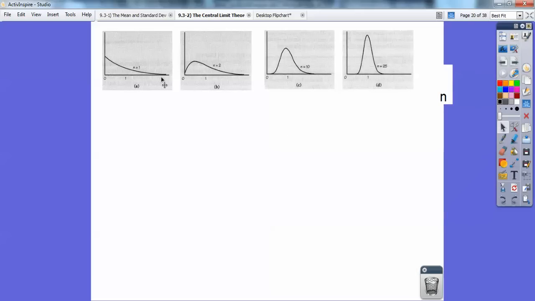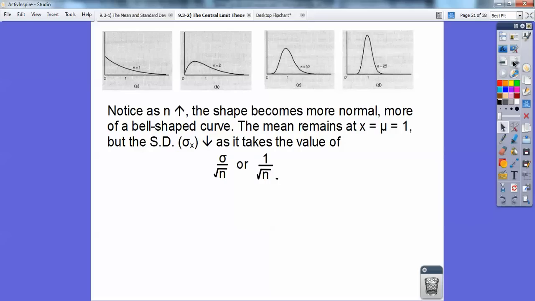n equals 1, n equals 2, n equals 10, n equals 25. Notice as n increases, the shape becomes more normal and more of a bell-shaped curve. The mean remains at x equals the population mean, which equals 1, but the standard deviation decreases each time. As n increases, the standard deviation decreases.